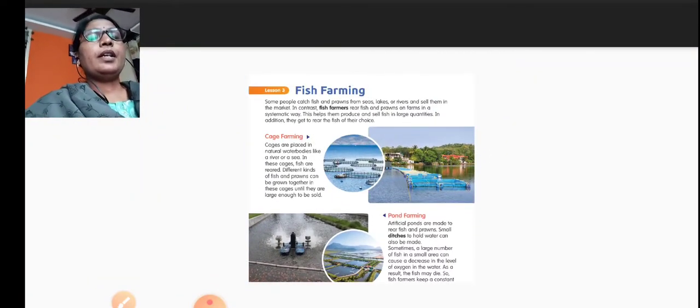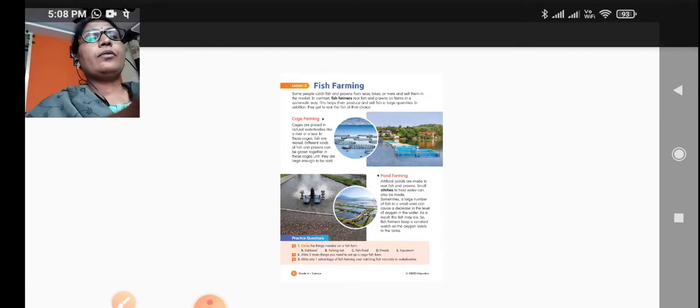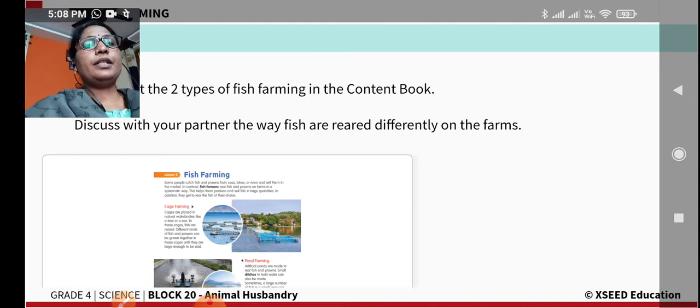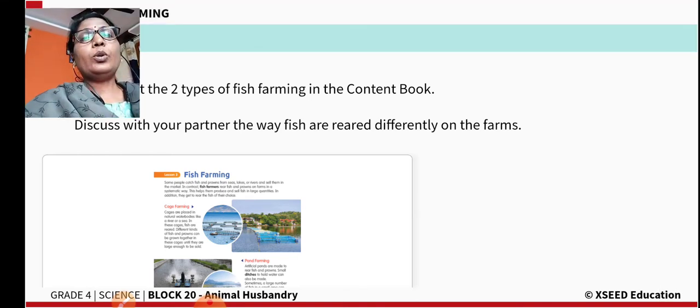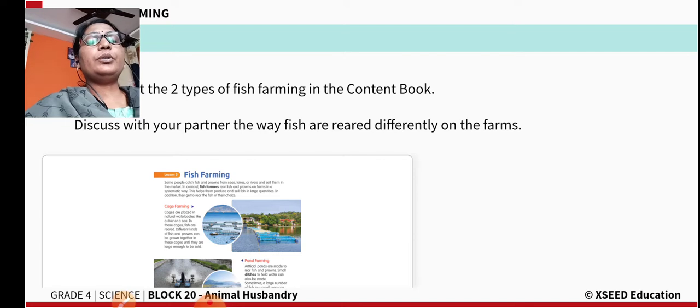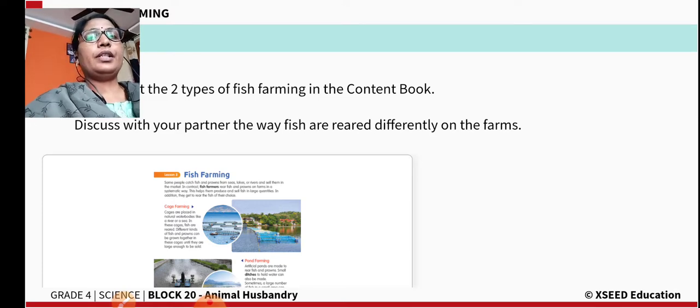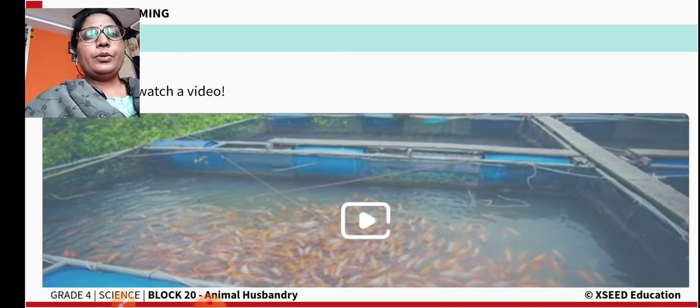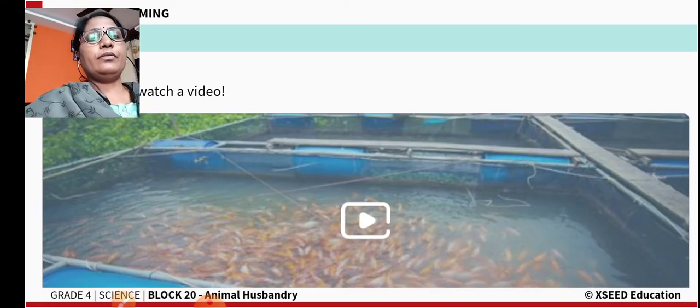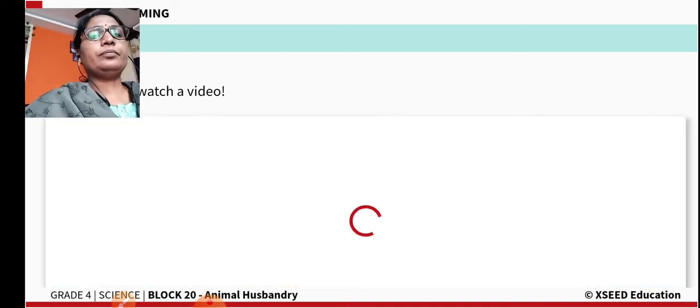So in this way the farmers get profit by rearing fishes and prawns, and the local people who stay near these fish farming centers benefit by eating nutritious food. They can buy healthy fishes and prawns from these farmers and stay healthy by eating this nutritious food. To understand more about this, watch this video, children.